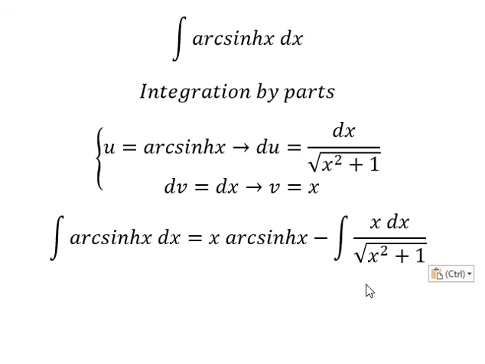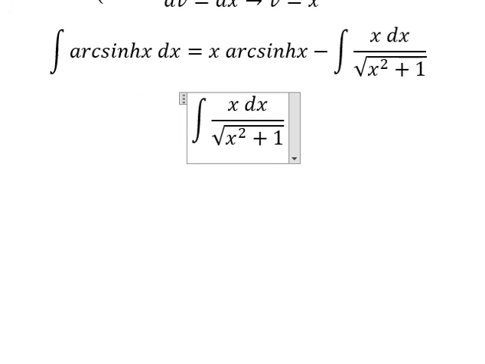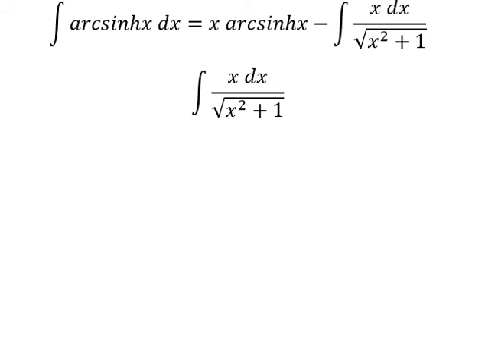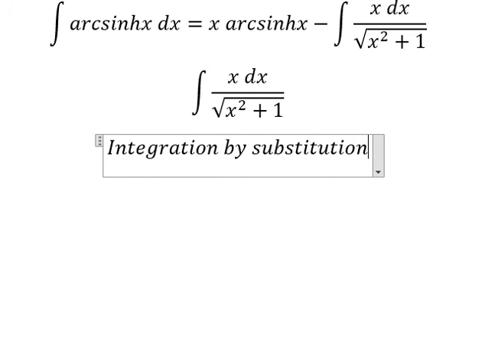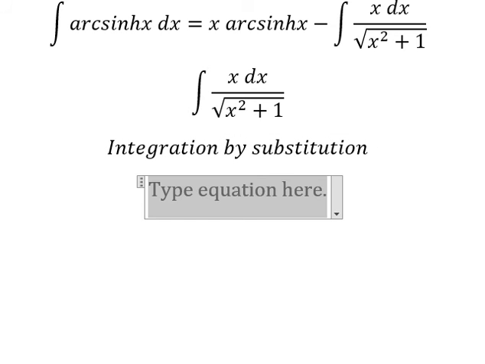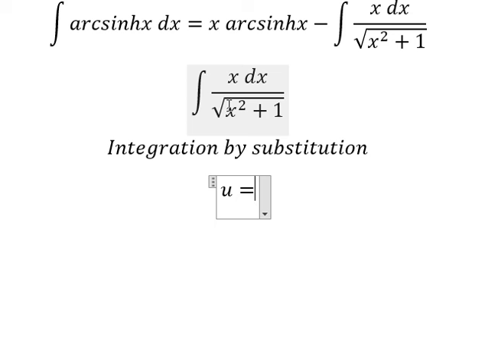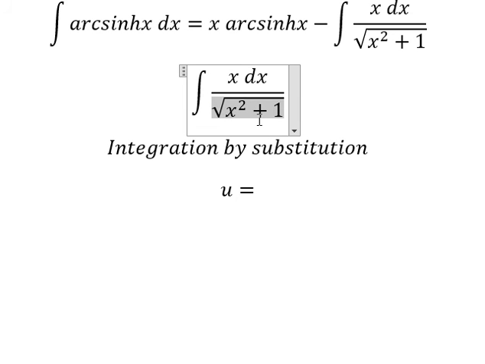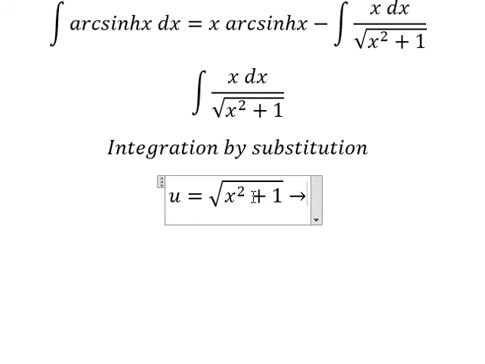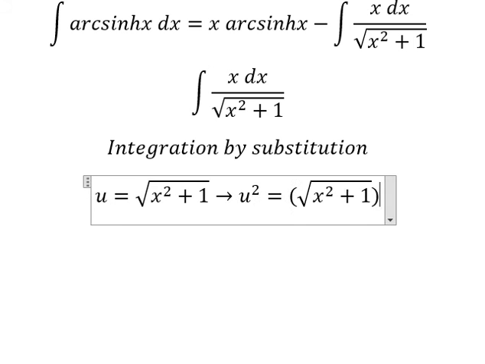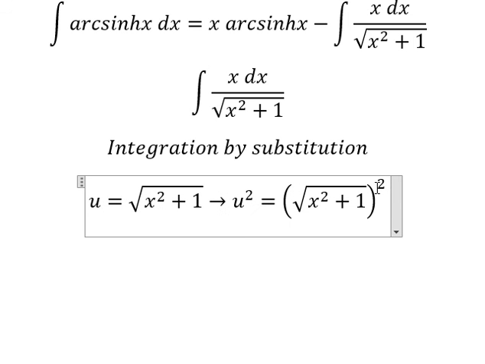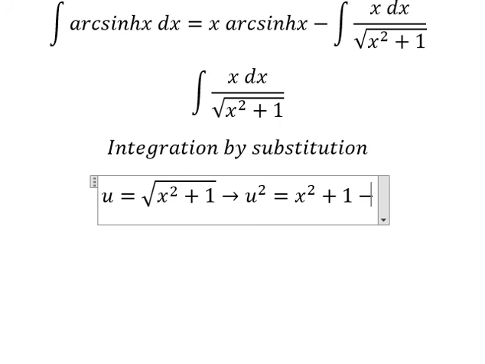Now I will concentrate on this one only. So we need to use integration by substitution. So I need to put u equals the square root of x squared plus 1. Later we square both sides to cancel the square root. Next, we need to do the first derivative for both sides.